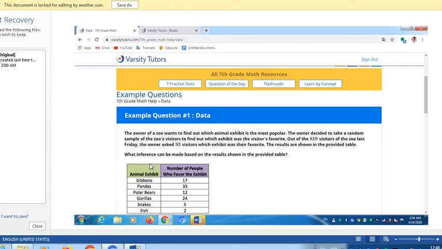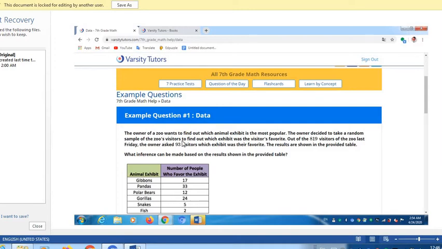I hope you're fine. Today we are going to have a test. I have here a kind of map test. So here, 7th grade math help, okay, data. Example question for the map test here, I have for their data.